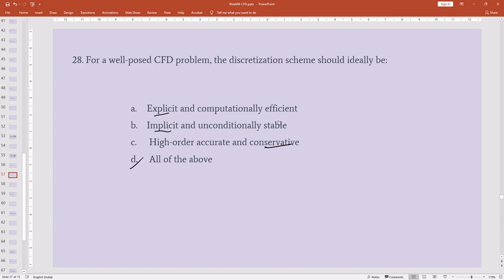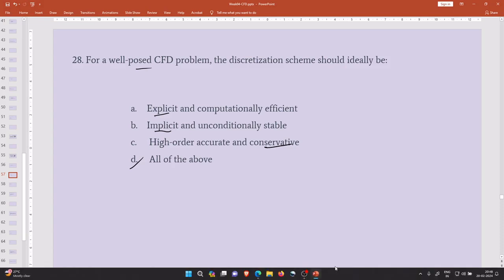So with all these schemes we can get a well posed CFD problem. So all of the above, I mean all the three options, with all the three options, we can attain a well posed CFD problem.